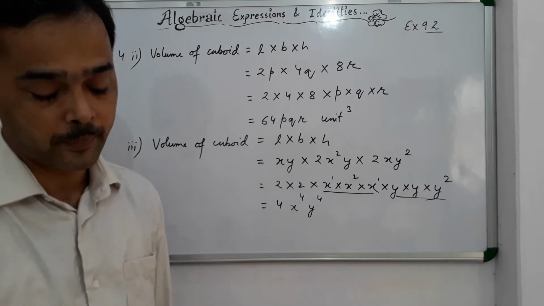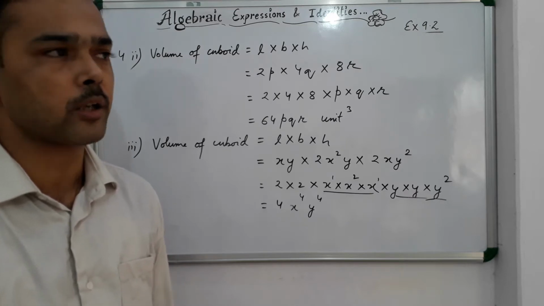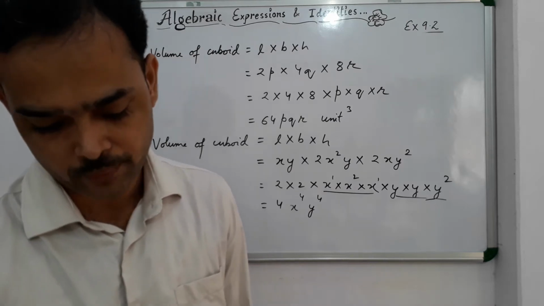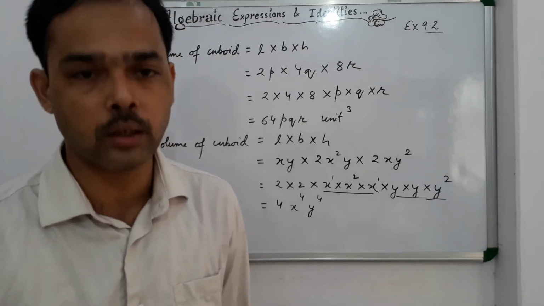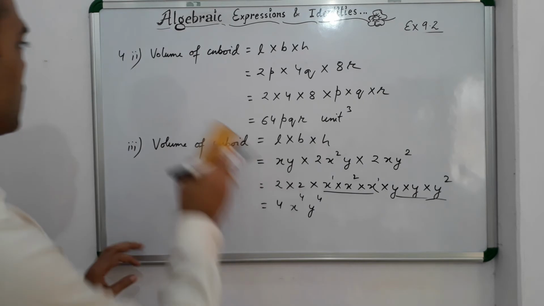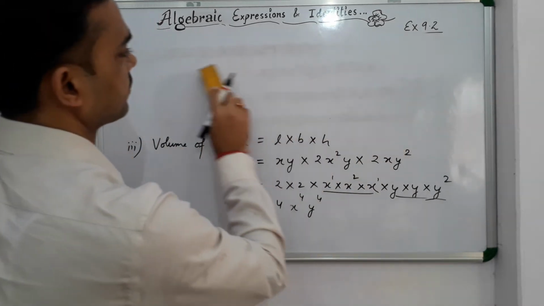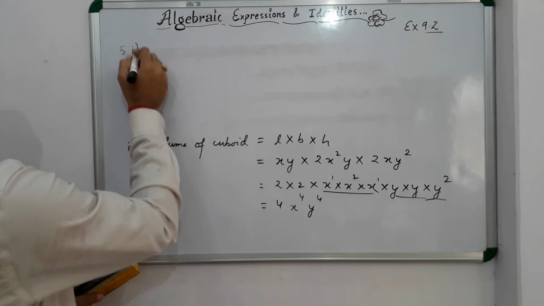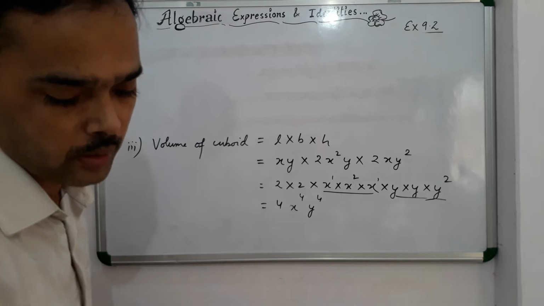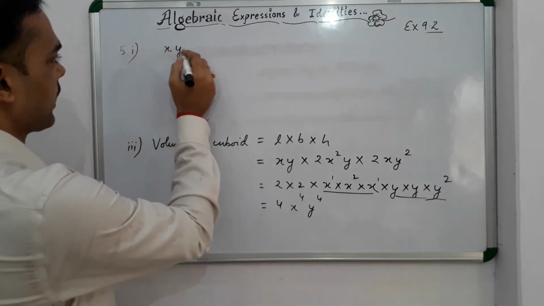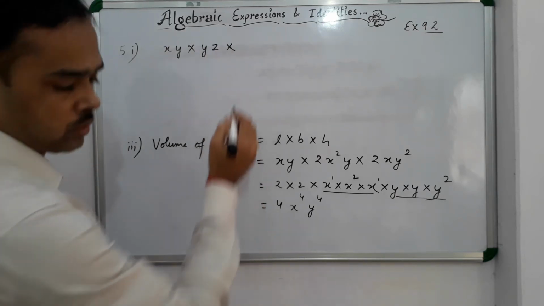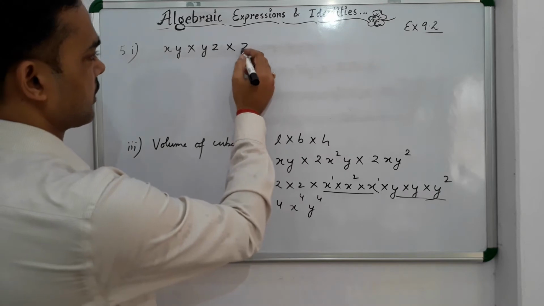Here it is mentioned: obtain the product of. You already know that whenever we talk about product, it means multiplication. So let's do the first, third and fifth part in this, and the rest will be your homework. In question number 5, the first part says obtain the product of xy into yz into zx.